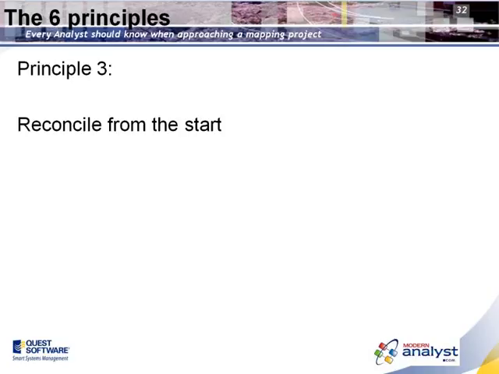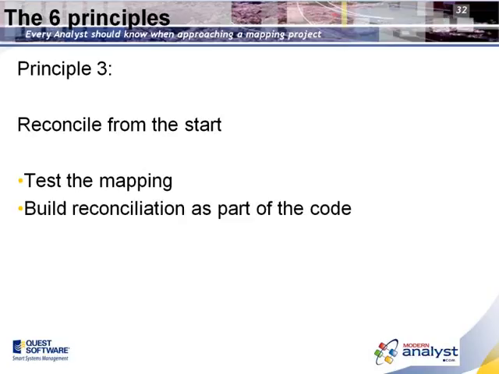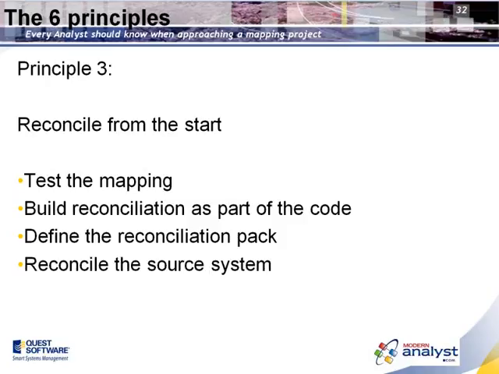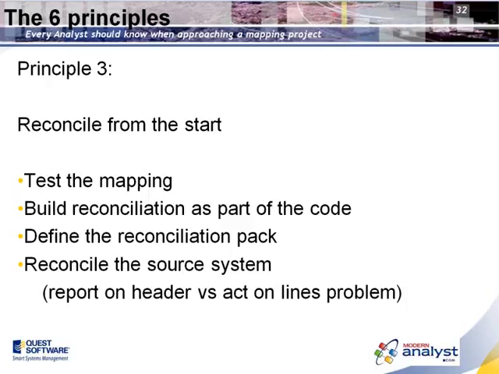Principle 3 is reconciling from the start, right? Because this is how you test your mapping. If principle 2 was the scope of your mapping, this is how you test the mapping. And you have to build in your reconciliation for your migration projects and your monitoring for your interface projects as part of your code, right? And you have to define your reconciliation pack and your monitoring strategy pack early on. And for migration projects in particular, you have to ensure you reconcile that source system, right, before you even begin.